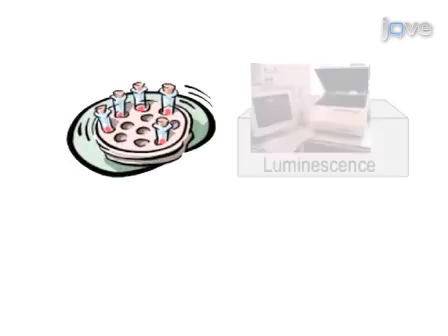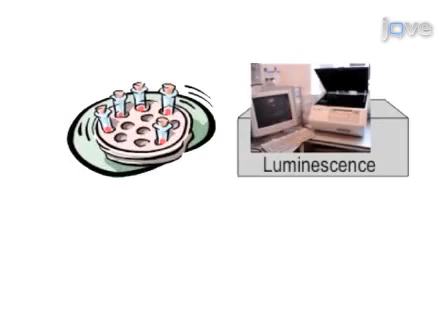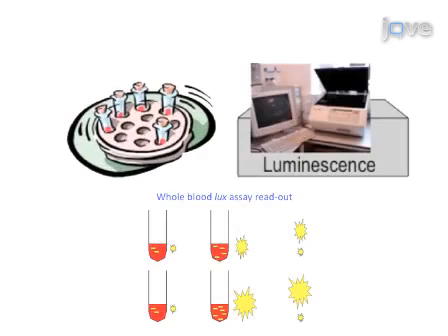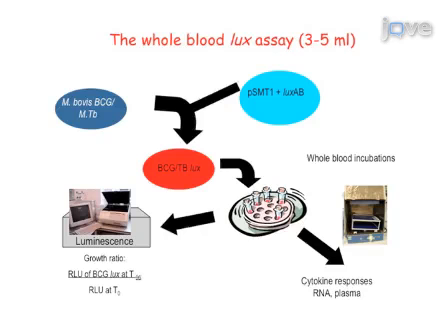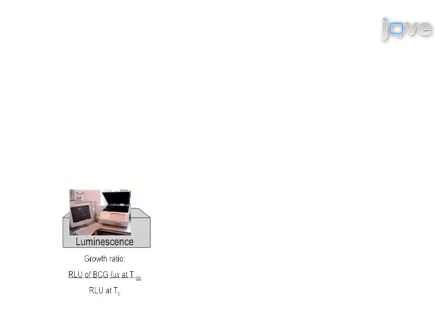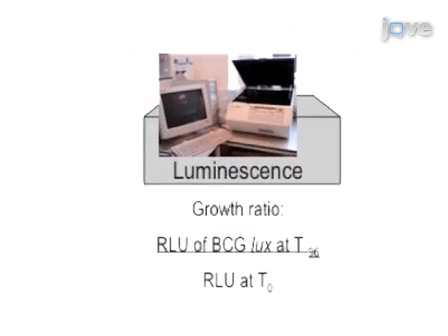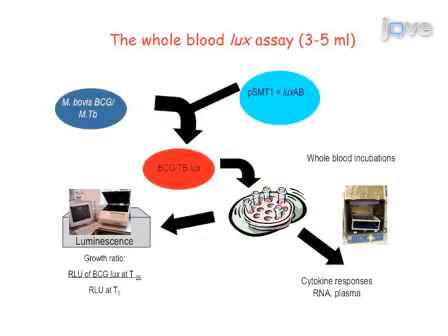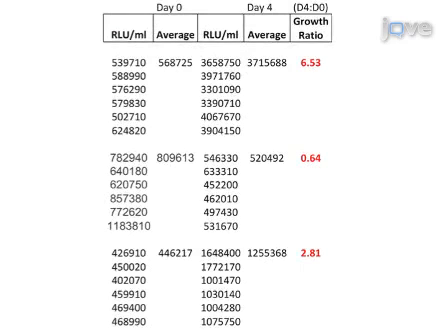Continue to lyse the red blood cells and, using serial dilutions and bioluminescence, measure metabolic activity of the mycobacteria. Finally, calculate a ratio between the final bioluminescence signal, expressed as relative light units, and the bioluminescence signal at the time of inoculation. The results indicate the host's ability to contain mycobacteria.